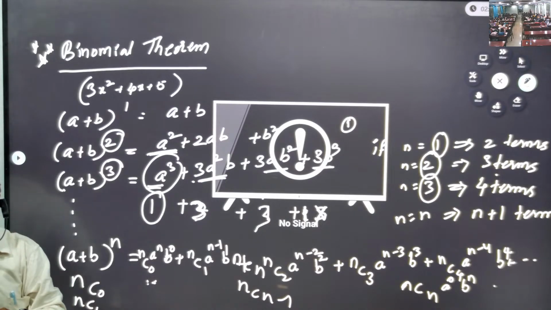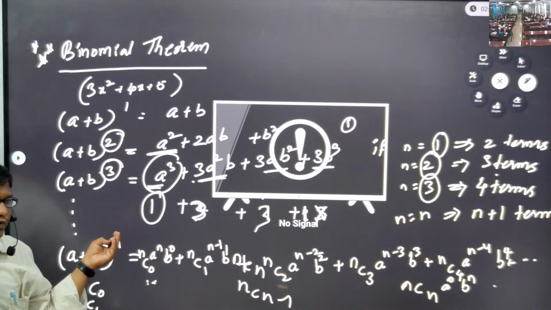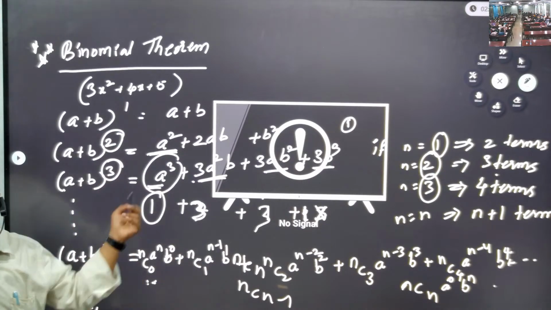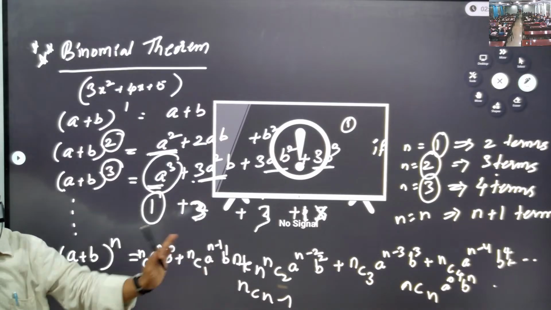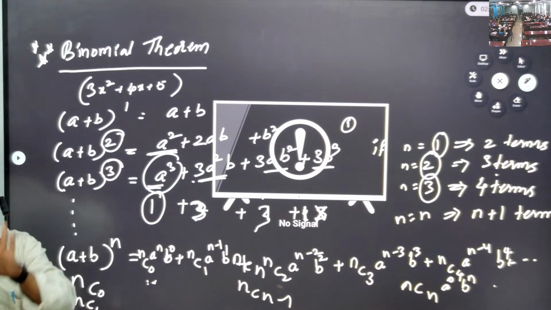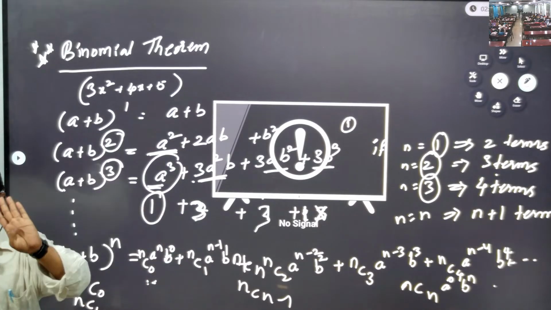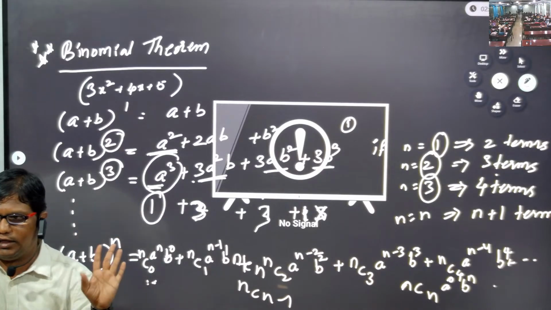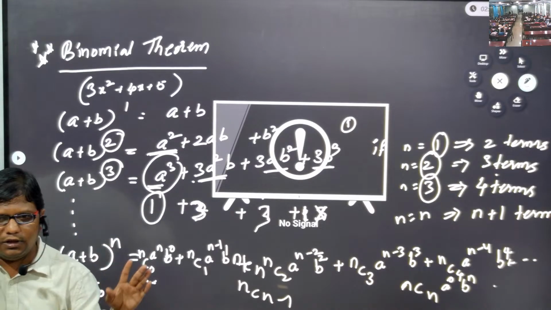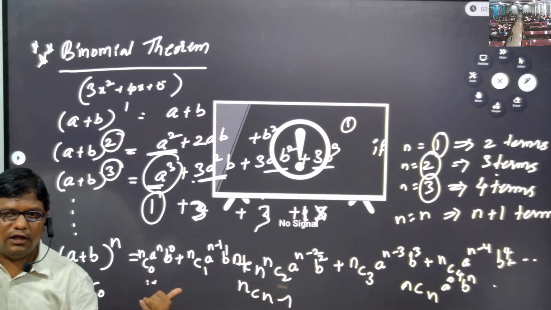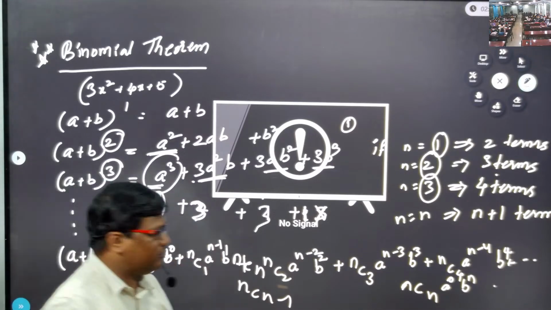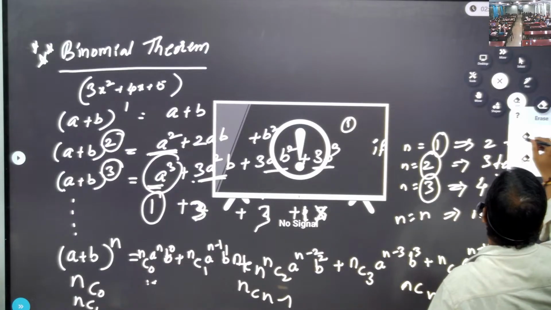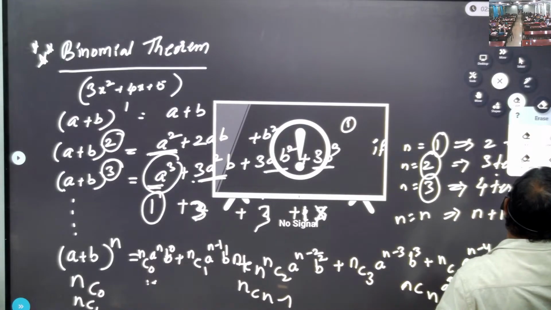And NC naught value is equal to NCn, NC1 value is equal to NCn minus 1. These 4 points you have to remember when you are writing the binomial theorem. Clear? Right. So what is the final equation of your binomial theorem? Tell me. Final equation.